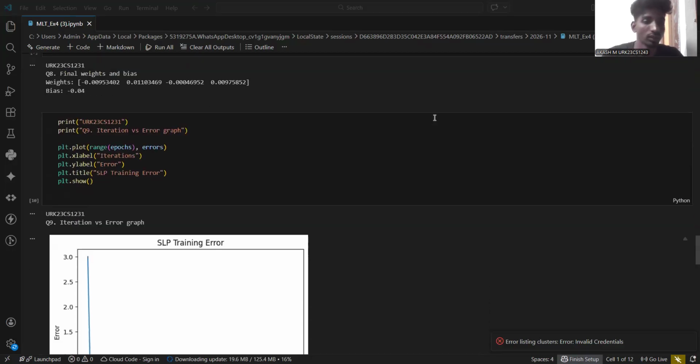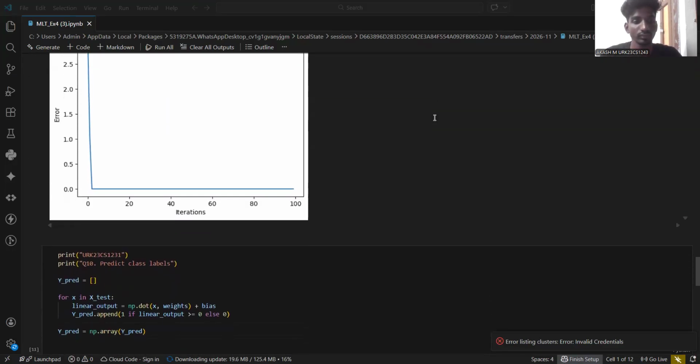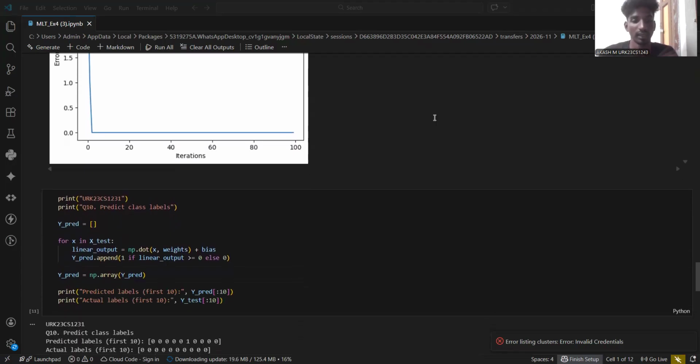And the ninth one is the iteration versus error graph. This displays the total error per epoch. In your result, the error drops to zero almost instantly, meaning the model found a perfect way to separate the two species very quickly.